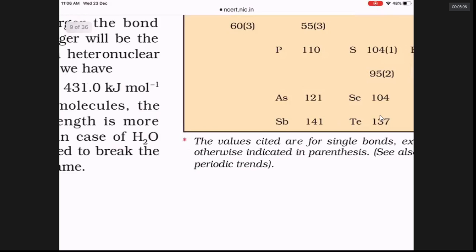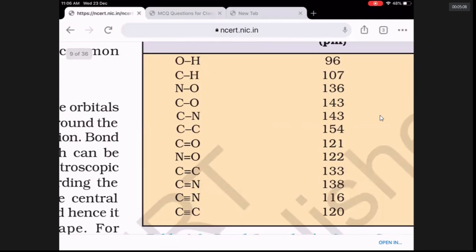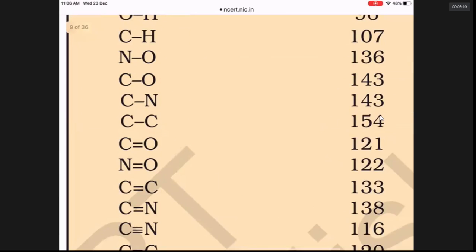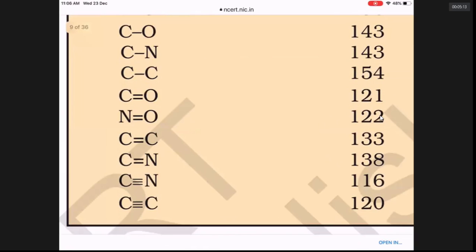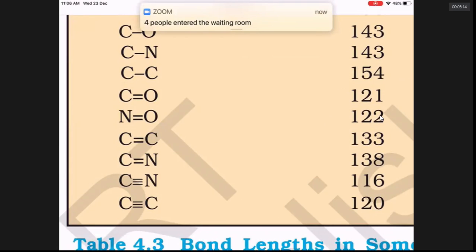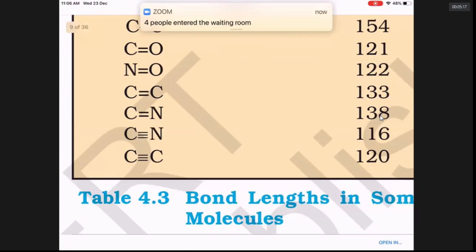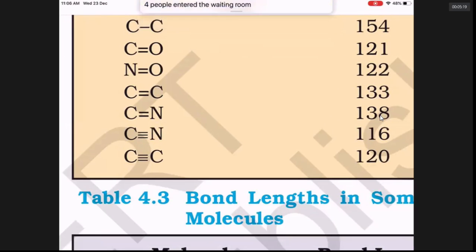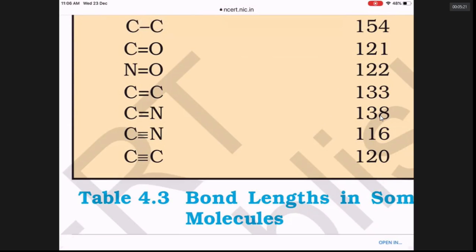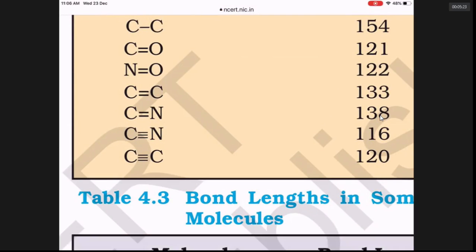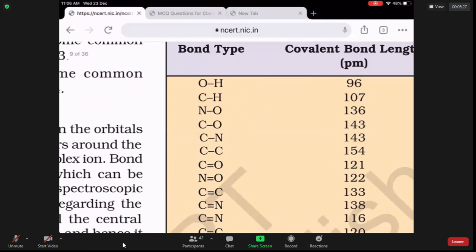Also, if there is a C-C single bond, bond length is 154. If there is a C=C double bond, bond length is 133. If there is a C≡C triple bond, bond length is 120. It means as the number of bonds between atoms increases, bond length decreases. Bond length is a very important thing. We try to see the pattern.